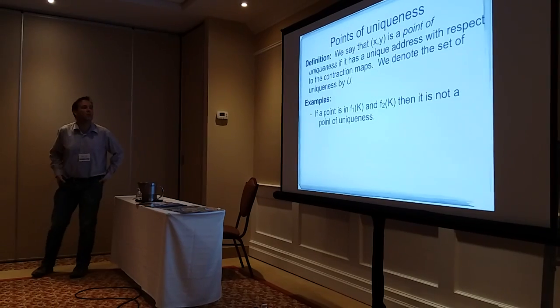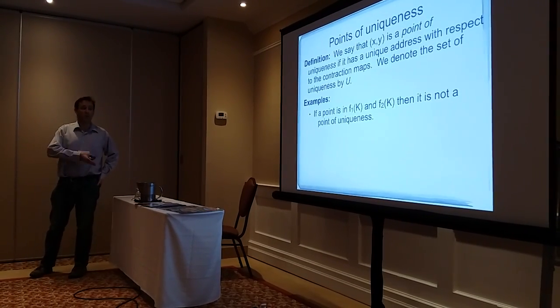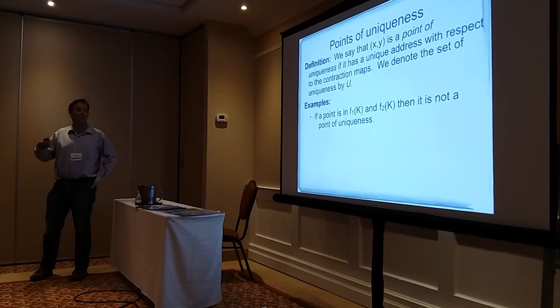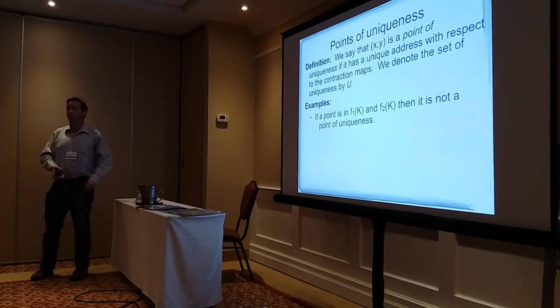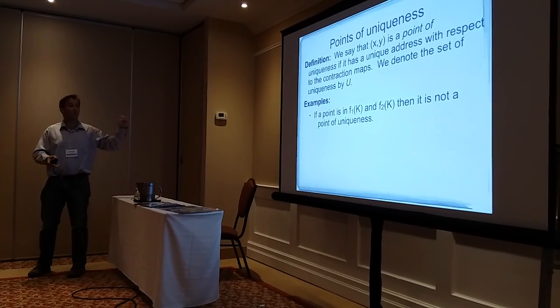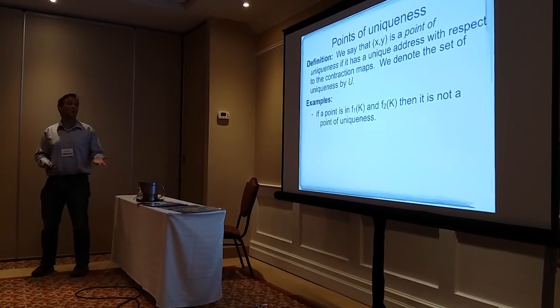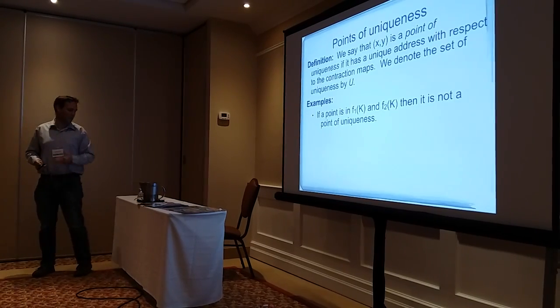As a simple example, if a point is both in the image of K from F1 and in the image of K from F2, it definitely has two representations, because it has a representation that starts with F1 and a representation that starts with F2. So it can't be a point of uniqueness.